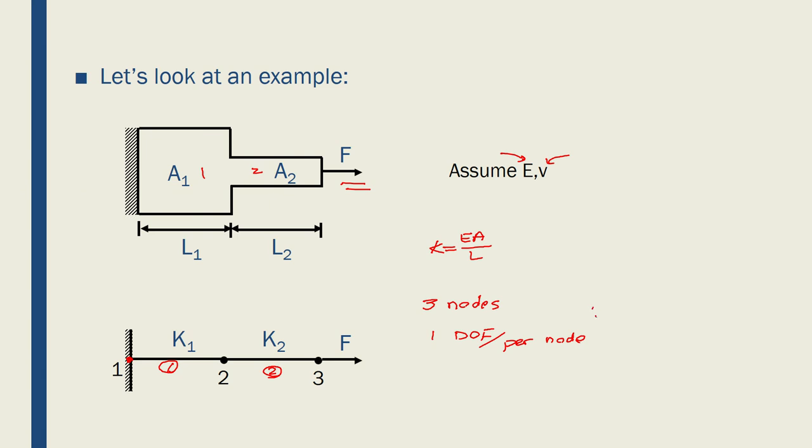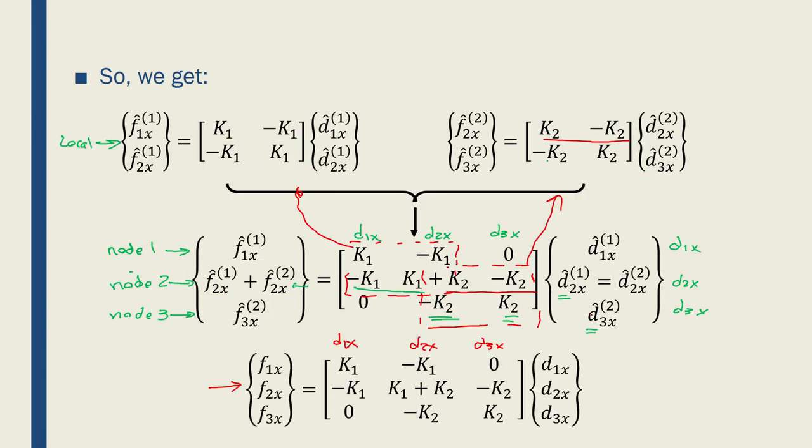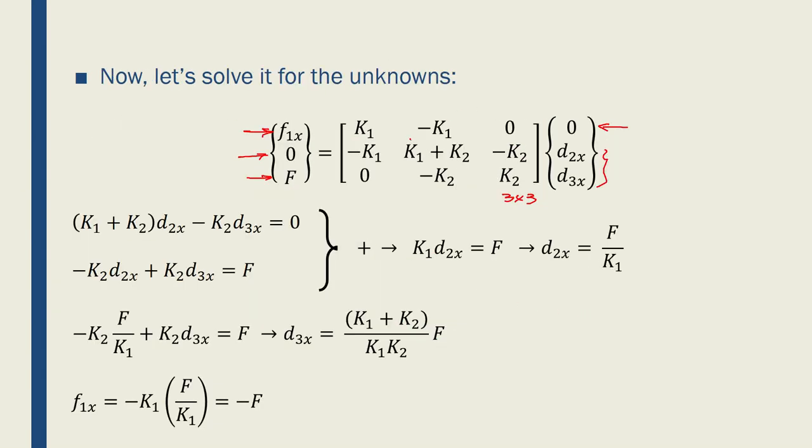So what that means is that 3 times 1 is equal to 3. I'll have to have a 3 by 3 stiffness matrix, which I've got in here. And the other thing is that the stiffness matrix is symmetric, and it's a square. Those are two important features of a stiffness matrix in our examples.